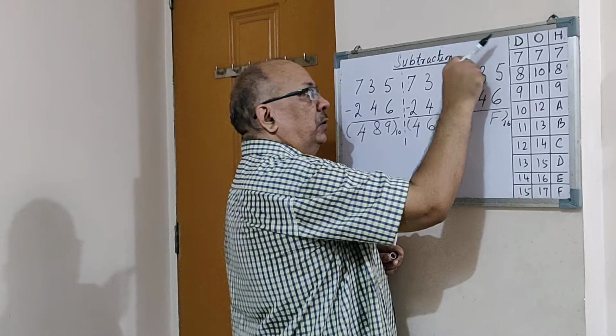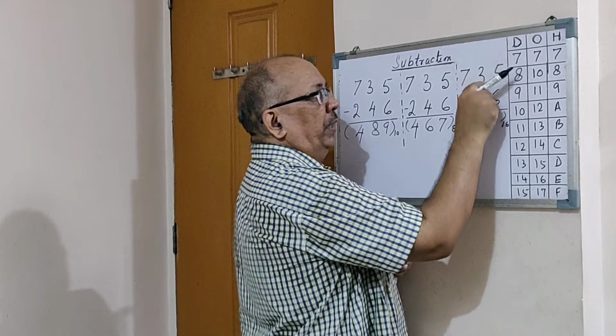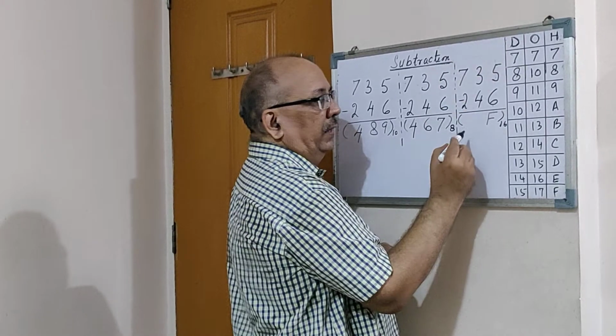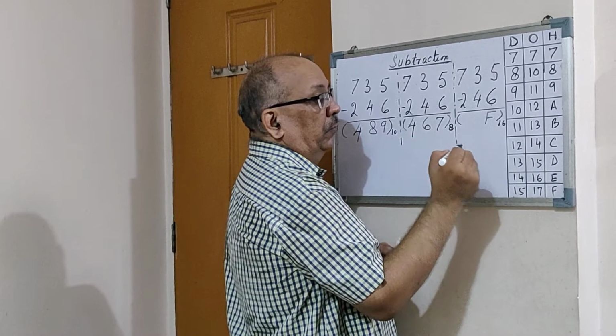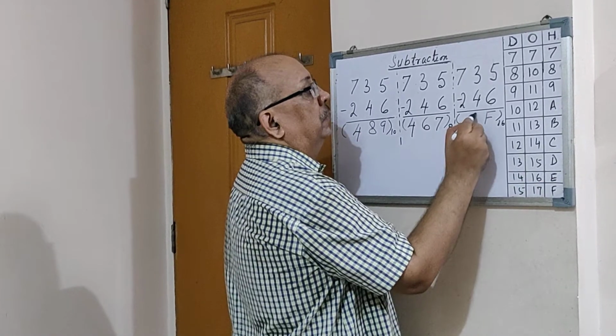Similarly, now this is 2. Again 2 is less than 4. We have to take a borrow again. 16 plus 2 is nothing but 18. 18 minus 4 is nothing but 14. 14, you can see from here, is nothing but E. So it will be E.